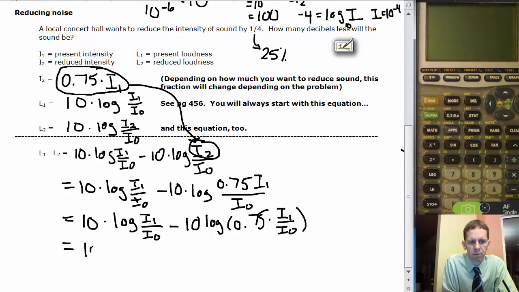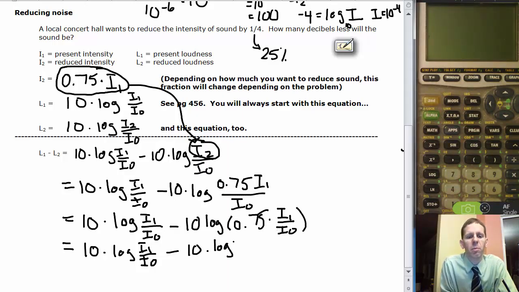For our next step, not going to mess with the left part. 10 log I sub 1 over I sub 0 minus 10 times log. Because this is a multiplication problem, you may remember we can turn multiplication problems into addition problems when working with logs. So what I'm going to do is I'm going to say 10 times, I'm actually going to put parentheses here, and I'm going to do the sum of the logs, log of 0.75 plus log of I sub 1 over I sub 0.